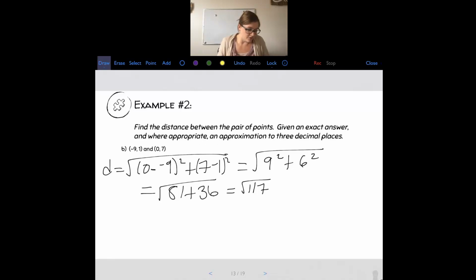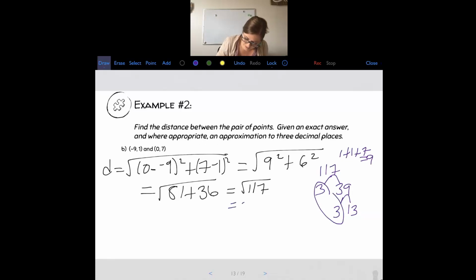From here, you can use prime factorization or you can find perfect square factors for this one. If we use prime factorization, you can tell if a number is divisible by 3 by adding up the digits. If the sum of the digits is a number divisible by 3, then the whole number is divisible by 3. So 1 plus 1 plus 7 is 9. So 117 is divisible by 3. So 3 and 39. 39 is also divisible by 3. So I have my matching pair here.